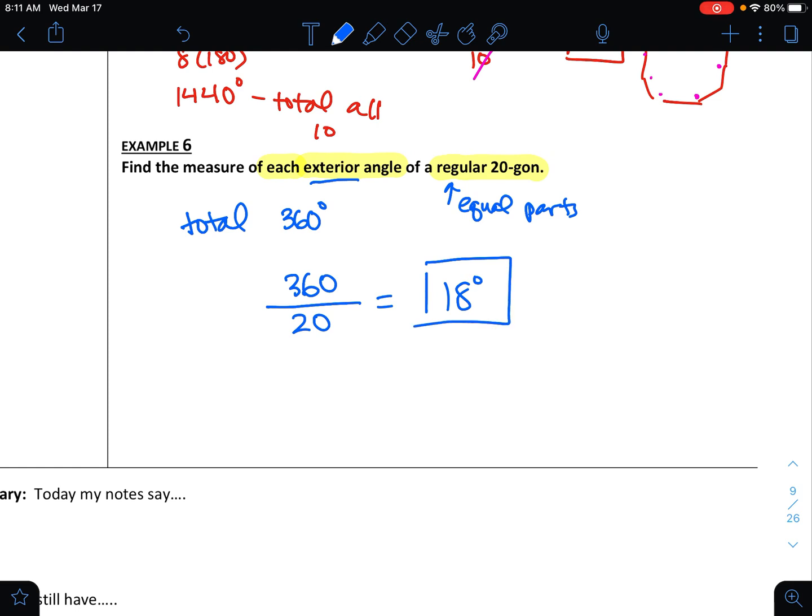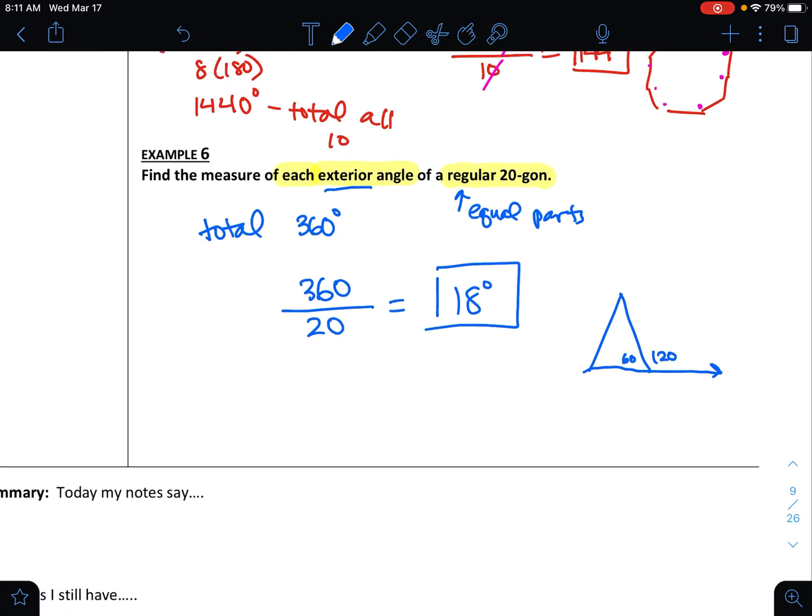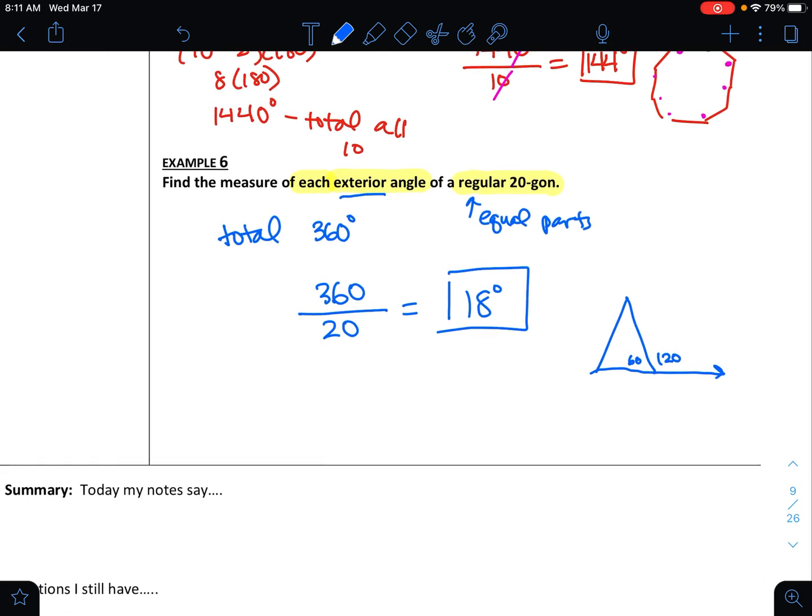Okay, so the other way to do it is figure out what is the measure of an interior, and then each interior is supplementary to an exterior. Like take a triangle, for example. So if this interior is 60, the exterior is 120 because they are a linear pair, okay? So you could always use that idea. If you can find one of the interior, then you can do a linear pair to get to the outside. Okay, so we'll maybe touch on that on some other examples. Okay, so that wraps up polygons, interior angles and exterior.